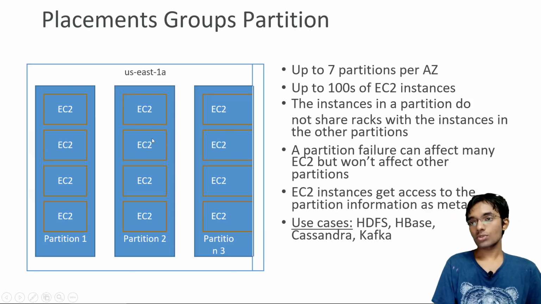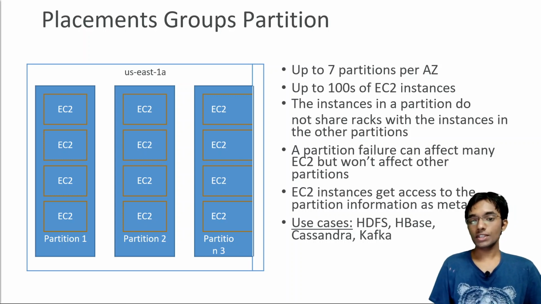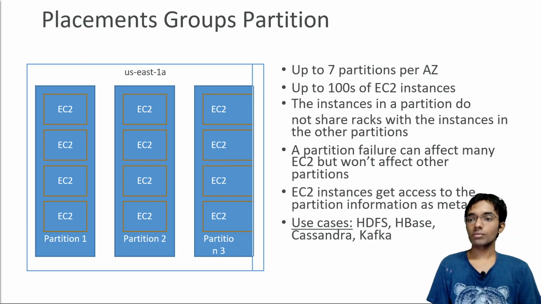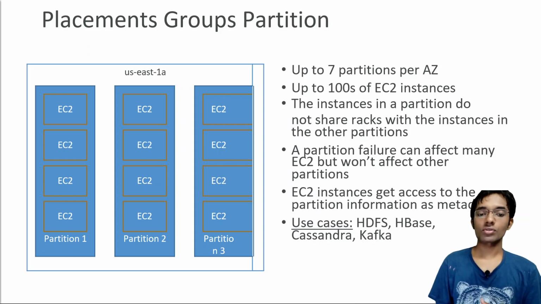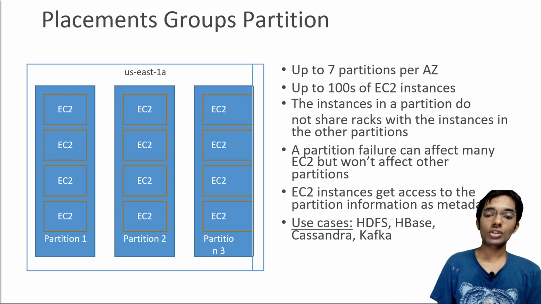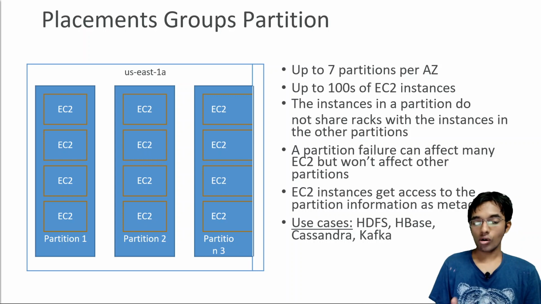And the last one, the partition. The partition is a little bit different. Your AZ will be divided into multiple partitions. Here, us-east-1a is divided into multiple partitions: partition 1, partition 2, partition 3. Under these partitions, you have the EC2 instances, okay? And your EC2 instances will be spread across all these partitions. You get up to 7 partitions per availability zone, and that gives you hundreds of EC2 instances.